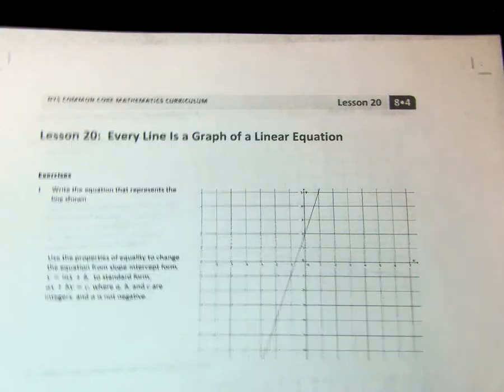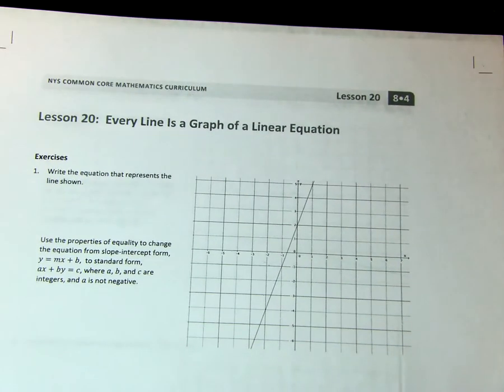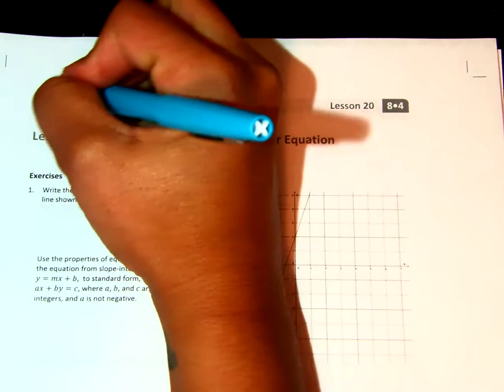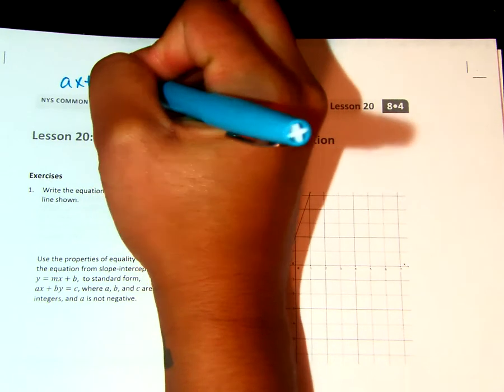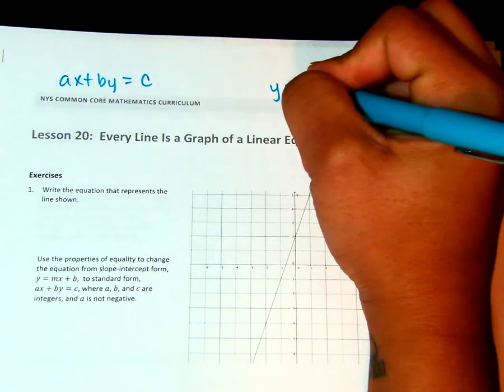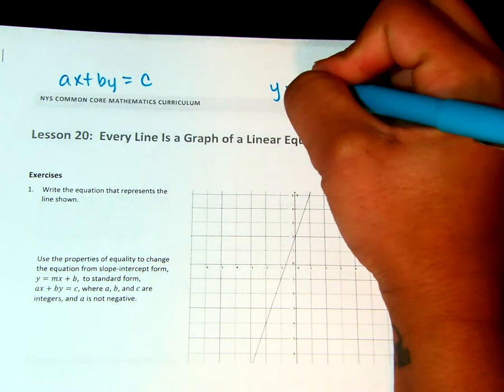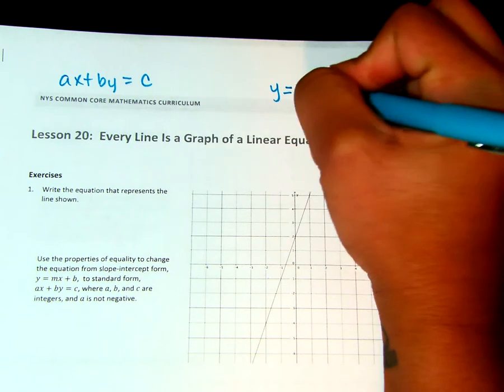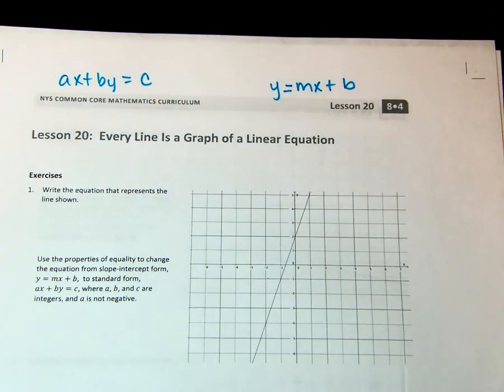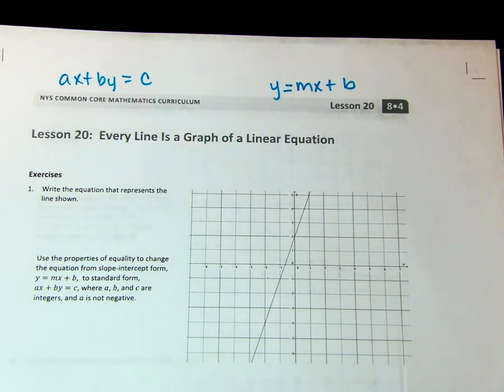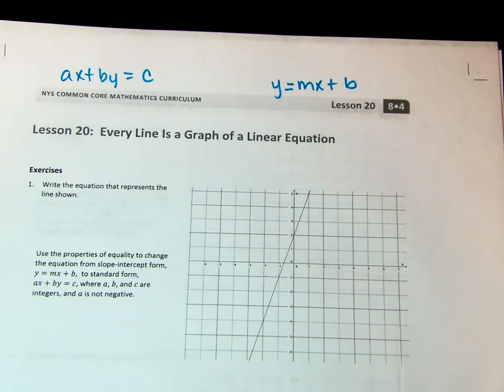Given a line, we want to be able to write the equation that represents it. Which form of a linear equation do you think will be most valuable for this task? Standard form, ax plus by equals c, or slope-intercept form? Hopefully you said slope-intercept form, because you can easily identify the slope and the y-intercept from both the equation and the graph. So that's exactly what we're going to do.